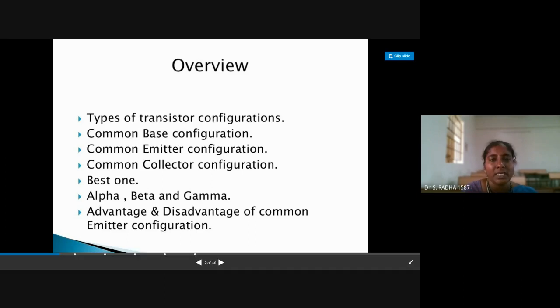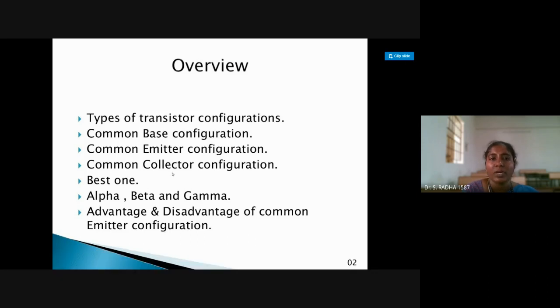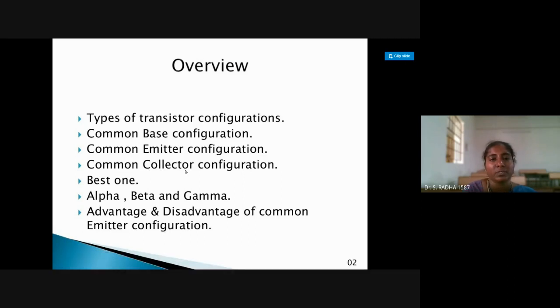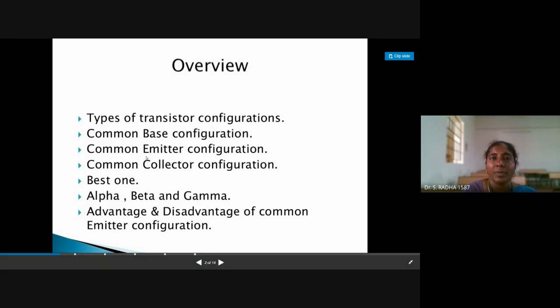So in BJT, we have three configurations. Transistor means BJT, the basic one. We have three configurations in that: common base, common emitter, common collector. So we have different advantages. If you want more current gain, we should go for common collector. Moderate voltage gain and current gain, better performance in terms of voltage and current gain. Common emitter is the most used configuration.